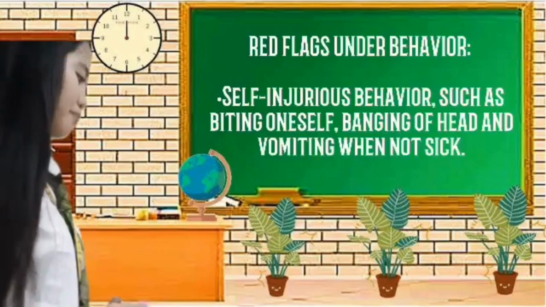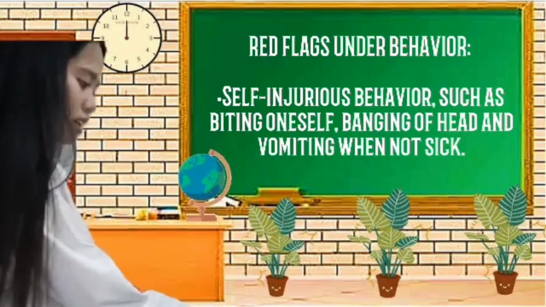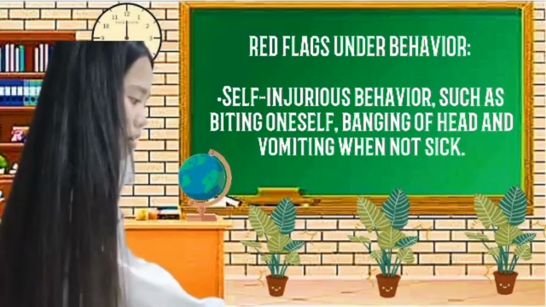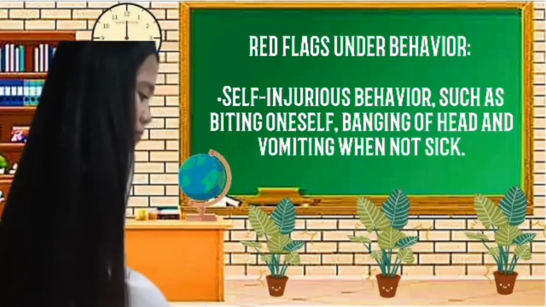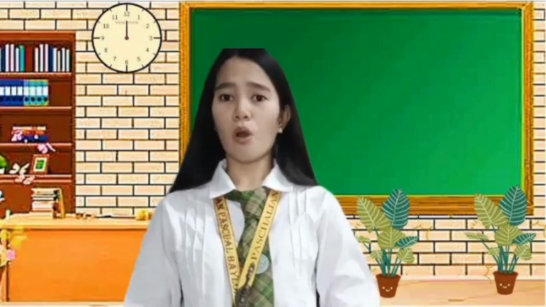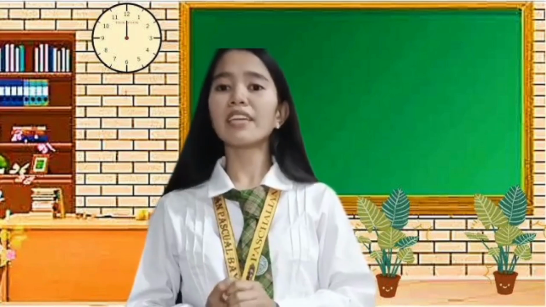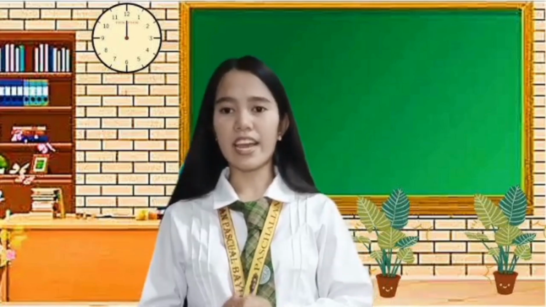Next is red flags under behavior. So first is self-injurious behavior such as biting oneself, banging of head and vomiting when not sick. So, when children don't get what they want, this is what they do. But that is wrong because SIB can result in minor injuries such as scratches and bruises, or more severe injuries such as blindness, broken bones, or even death.